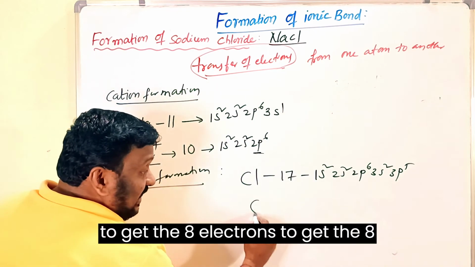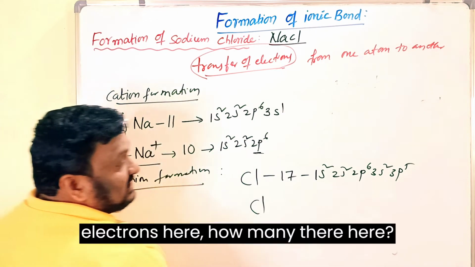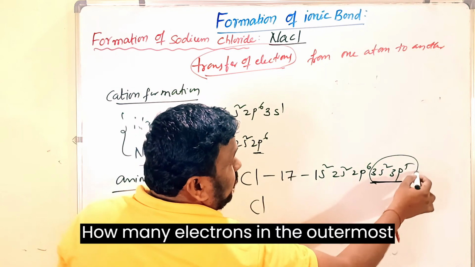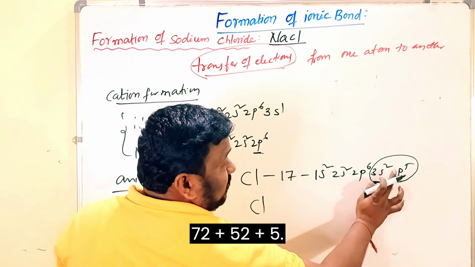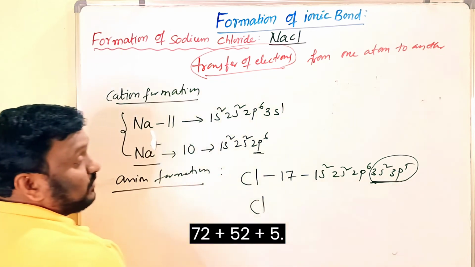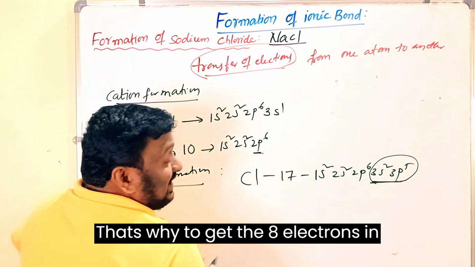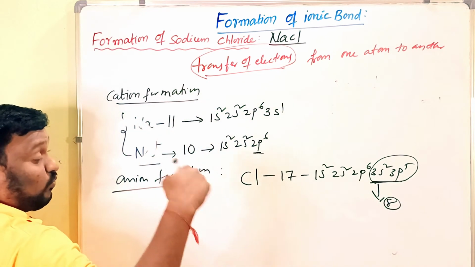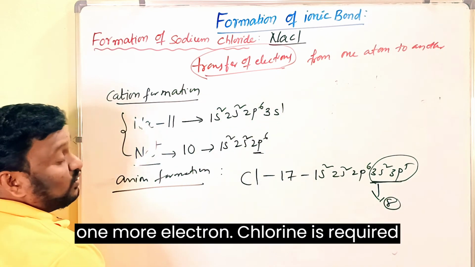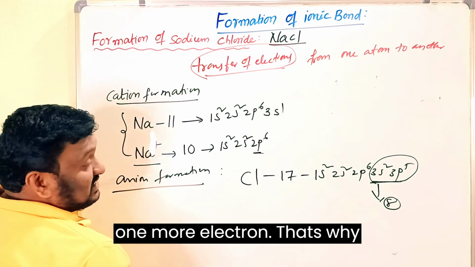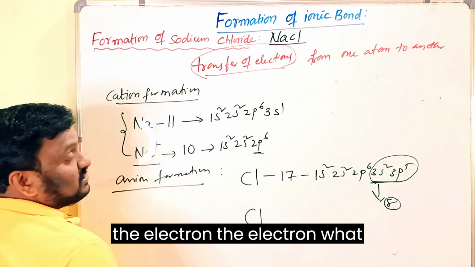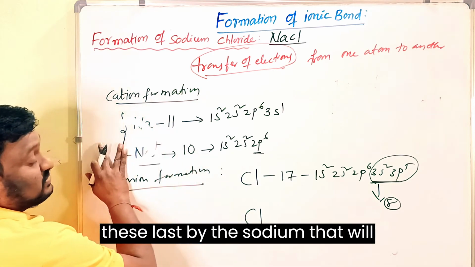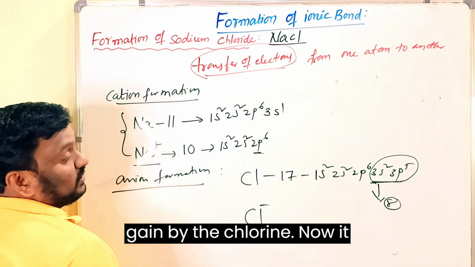So to get the 8 electrons, how many electrons are there in the outermost shell? Only 7. 2 plus 5. That's why to get the 8 electrons in the outermost shell, chlorine requires one more electron. That's why the electron which is lost by the sodium will be gained by the chlorine.